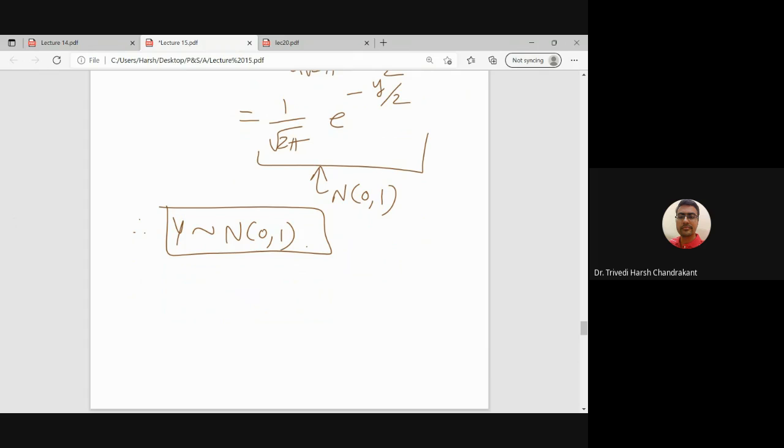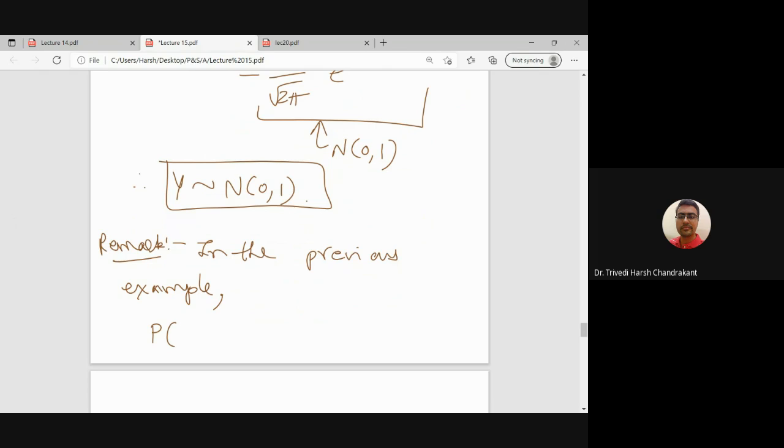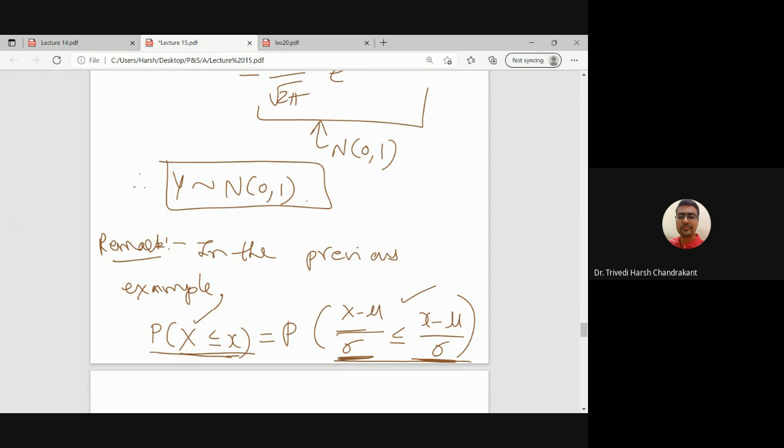So what is the outcome of this? Let us write it in a remark. In the previous example, if we compute the CDF at x, that is essentially the probability of X less than or equal to x, which means X minus mu is less than or equal to small x minus mu, and if we divide by sigma, which is a positive number, this is less than or equal to (x minus mu) by sigma. Whenever X is less than or equal to x, that means for all the points w such that X(w) is less than or equal to x, this random variable at w is less than or equal to this number. Therefore this event is the same as this event, so the probability of this event is the same as the probability of this event.